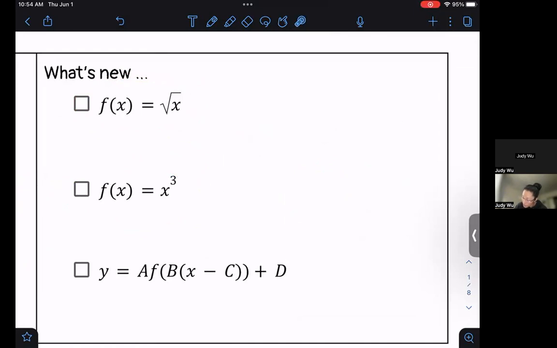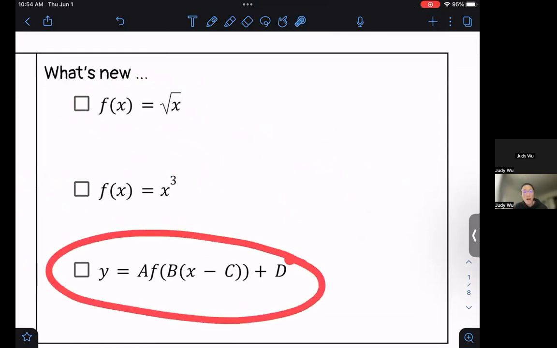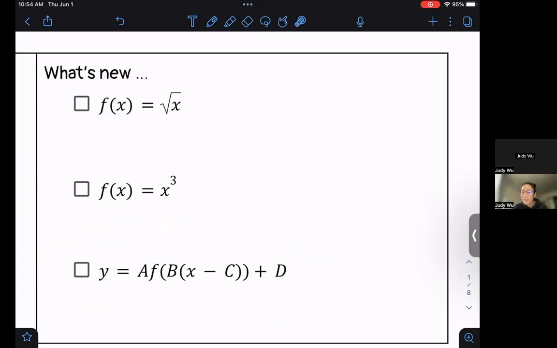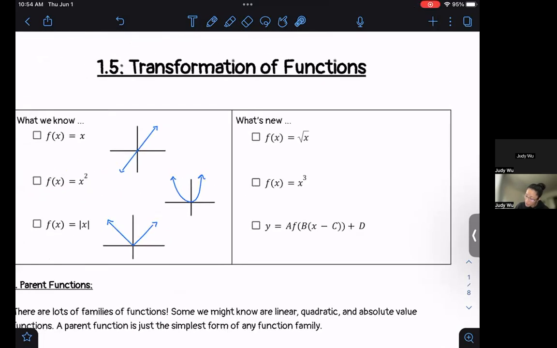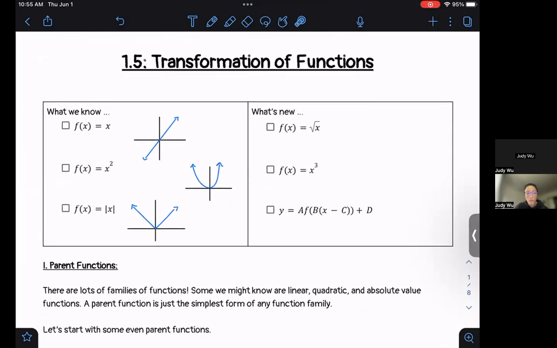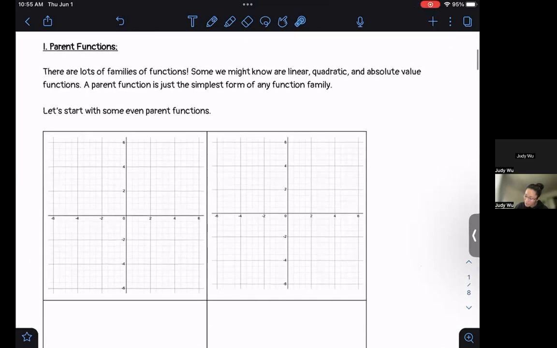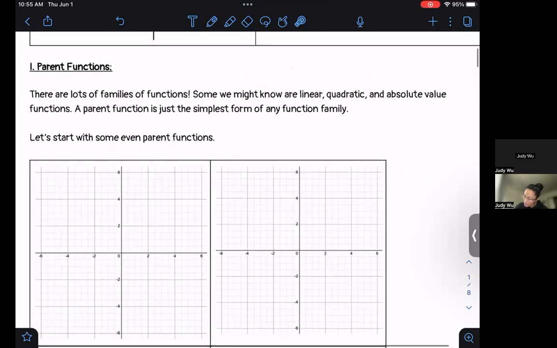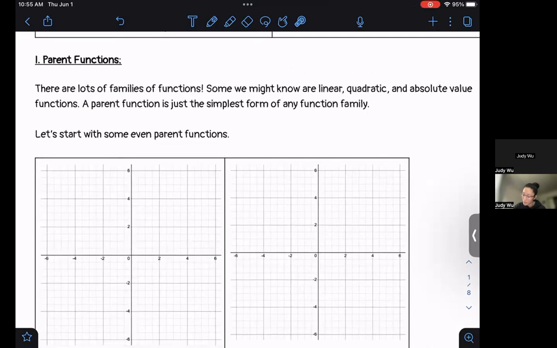And then we're going to finish off today with something called graph transformations. And this is a complicated looking formula, but once we break down the 4 different pieces, I think we'll find that it's actually a really powerful tool that can work for any of the functions that we just talked about. Okay. So that's where we're headed today, folks. A little what we know, what's new, and we're going to go ahead and get started with the idea of parent functions.